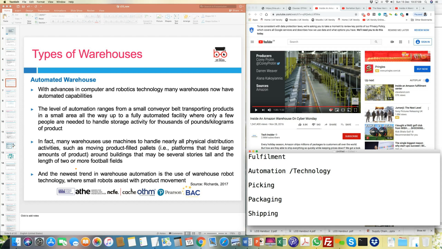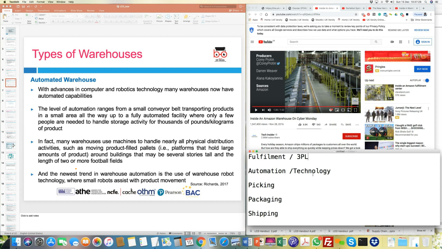Some of these centers could be owned by the company. Amazon, for example, owns everything, but they also have third-party centers, which is a term that we use, called 3PL, third-party logistics. So they use third-party logistics centers also to manage this as a concept.